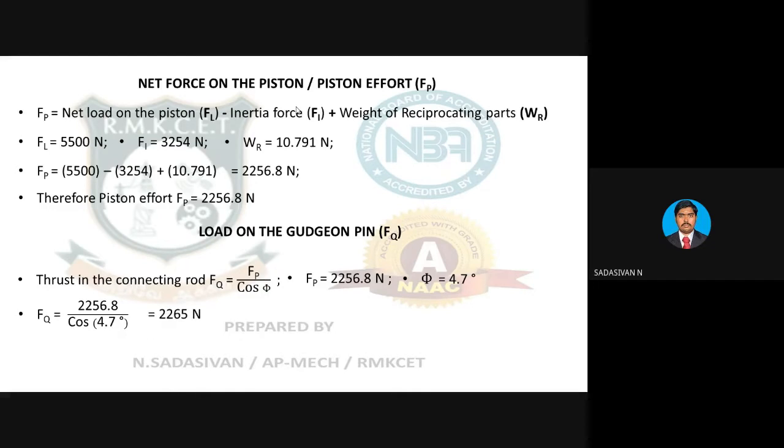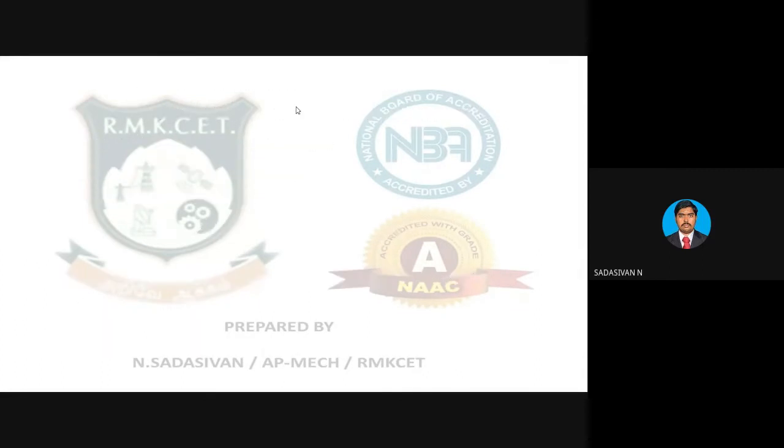So the answer is 2265 Newton is the load on the gudgeon pin, or thrust in the connecting rod. Now this thrust is getting distributed to your crank. So net load on the gudgeon pin or thrust in the connecting rod is FQ, which is 2265 Newton.